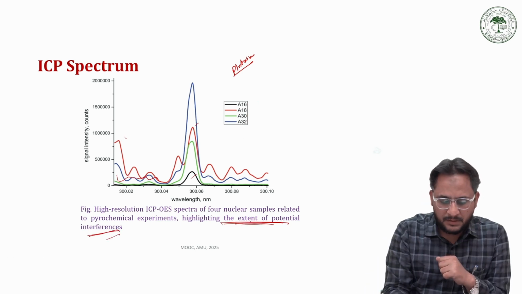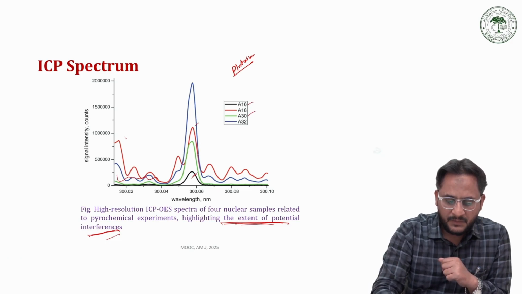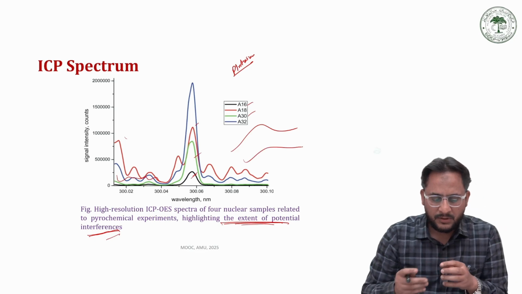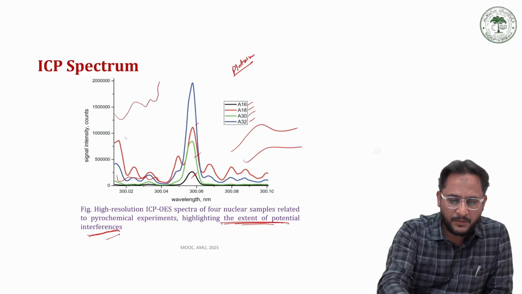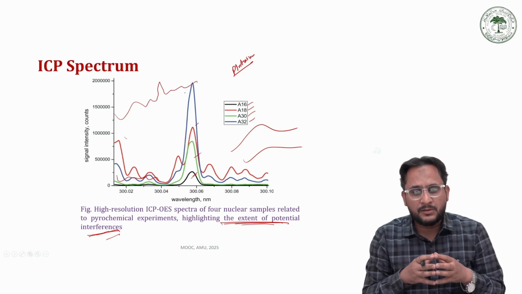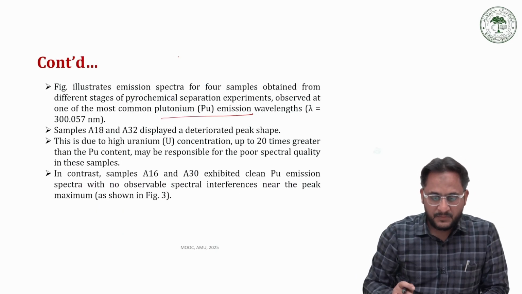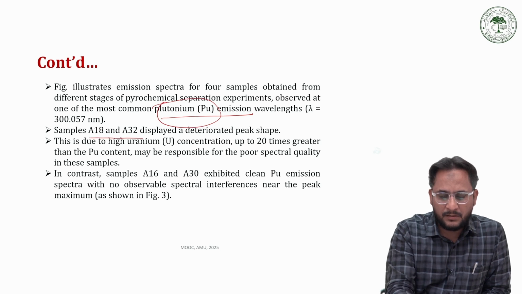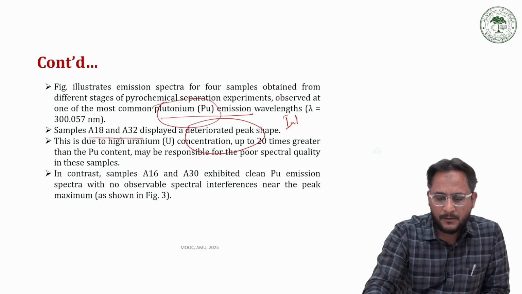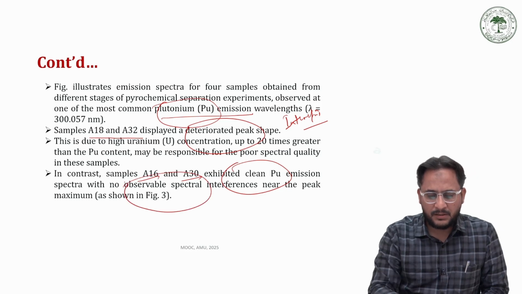This spectrum presents the extent of potential interferences. In the case of A16 and A30, the black and green color, the spectra are smooth, so there are very low interferences, while in the case of A18 and A32, the red and blue color, we have several peaks and some shoulder peaks. This shows that we have interferences, especially from uranium. The same has been mentioned here: in the plutonium case, A18 and A32 had deteriorated peaks because of interferences, some occurring because of uranium, while A16 and A30 have clean peaks with very low or no spectral interferences.